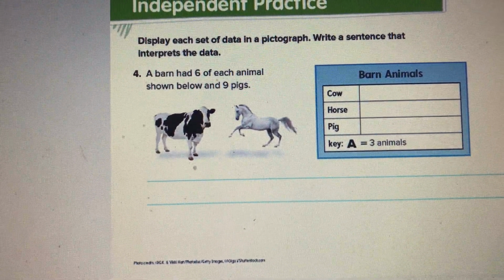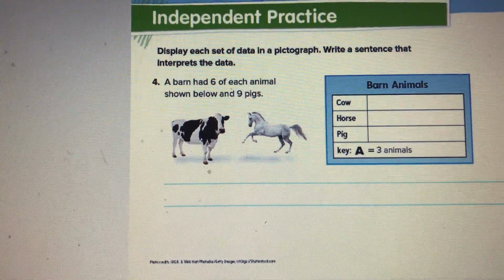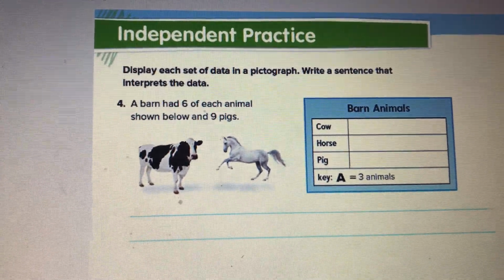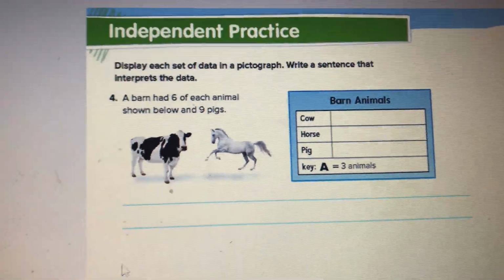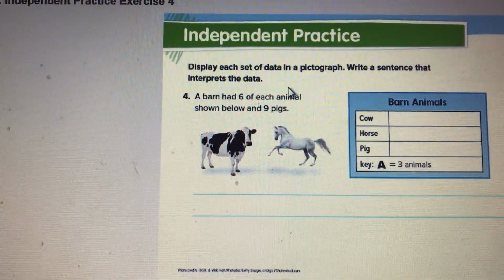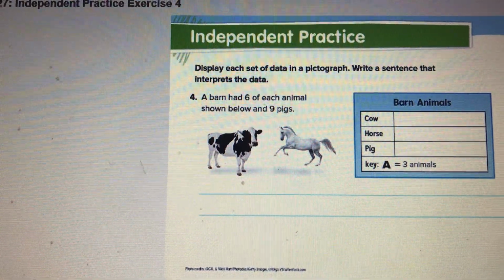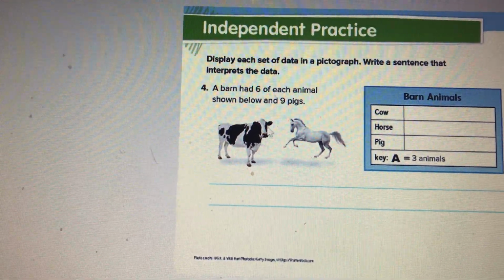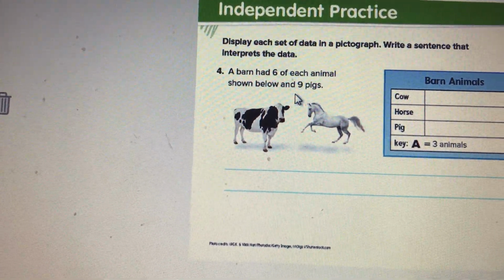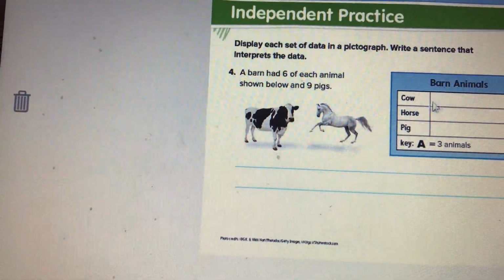Okay, display each set of data in a pictograph. Write a sentence that interprets the data. So a barn had 6 of each animal shown below and 9 pigs. Okay, key is A equals 3 animals. So they just give you the information here. So you need to figure out a barn had 6 of each animal shown below and 9 pigs. Okay, 6 cows, 6 horses, and what else? 9 pigs. So for cows, how many A's are you going to write in here?